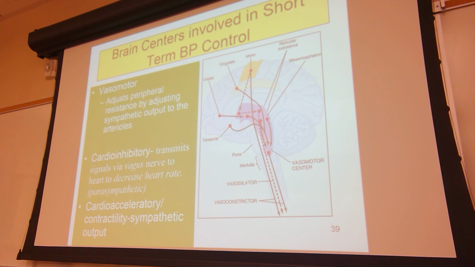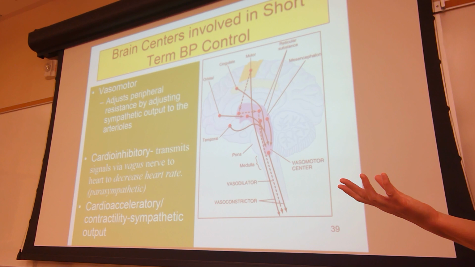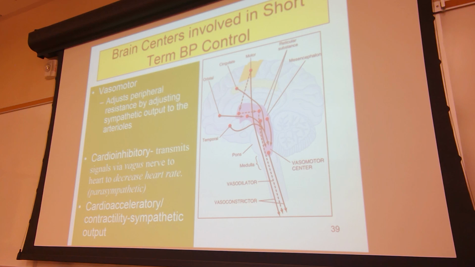Guess what that does to heart rate? It increases it. Which autonomic division would you think it would be part of? Good. And there's a cardioinhibitory center. What do you think that does to heart rate? Decreases. And which autonomic division would that be a part of? Parasympathetic. Good. And then there's also a vasomotor center.